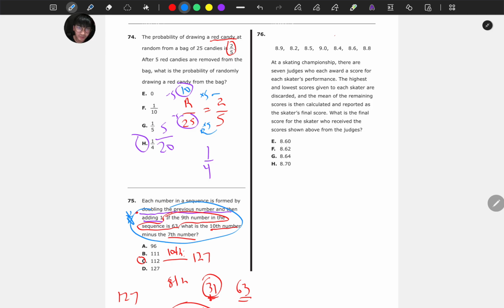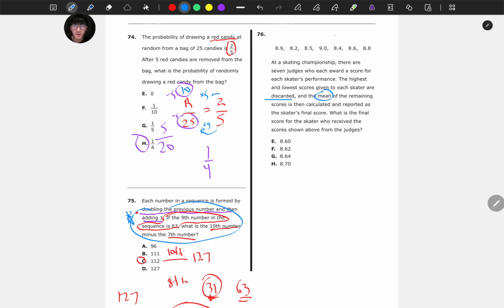76. At a skating championship, there are 7 judges who each award a score for each skater's performance. Okay, so each of these are scores for the skaters. The highest and lowest scores given to each skater are removed, discarded, and the mean, which is the same thing as average, of the remaining scores is then calculated and reported as a skater's final score. What is the final score for the skater who received the scores shown above from the judges? Okay, so they're asking you to just find the average, the mean, after removing the biggest and smallest numbers from this list. So step 1, use your eyes and find the smallest and biggest numbers in this list.